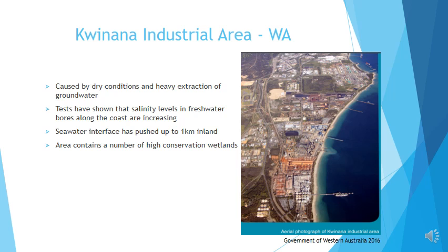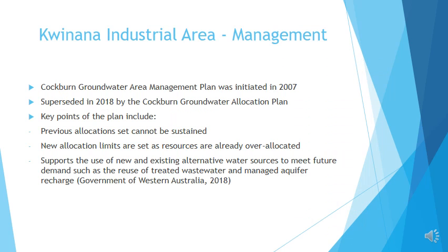The area contains a number of high conservation value wetlands, and therefore it is imperative that these wetlands are protected from seawater intrusion. The Cockburn Groundwater Area Management Plan was initiated in 2007 and evaluated periodically over time. In 2008, it was superseded by the Cockburn Groundwater Allocation Plan. The plan details the approach to regulating and managing the extraction of groundwater in the area.